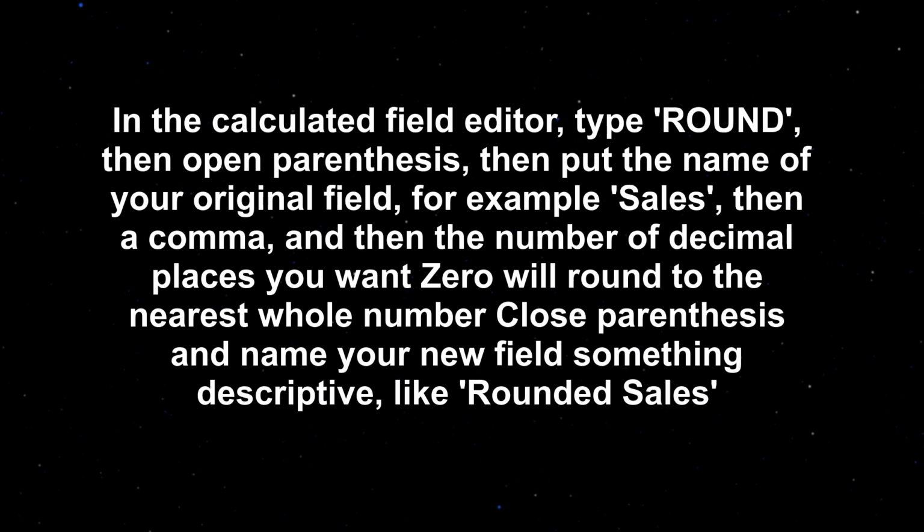In the Calculated Field Editor, type ROUND, then open parenthesis, then put the name of your original field, for example sales, then a comma, and then the number of decimal places you want: 0. We'll round to the nearest whole number. Close parenthesis and name your new field something descriptive, like rounded sales.